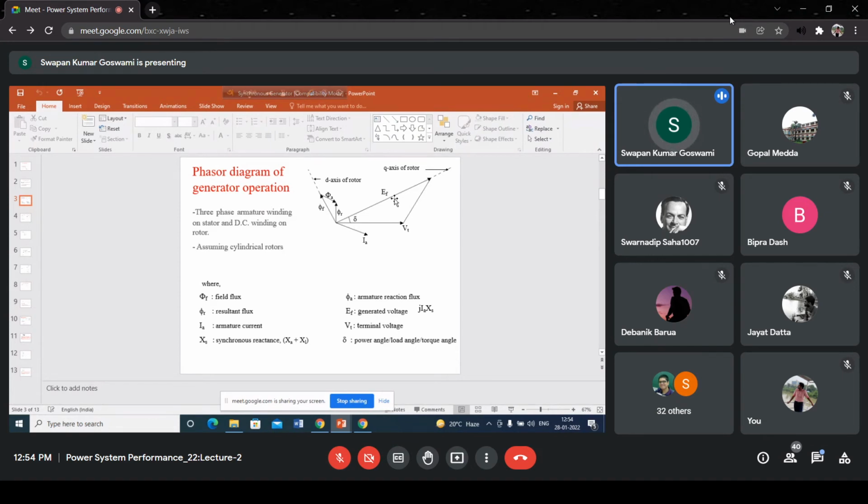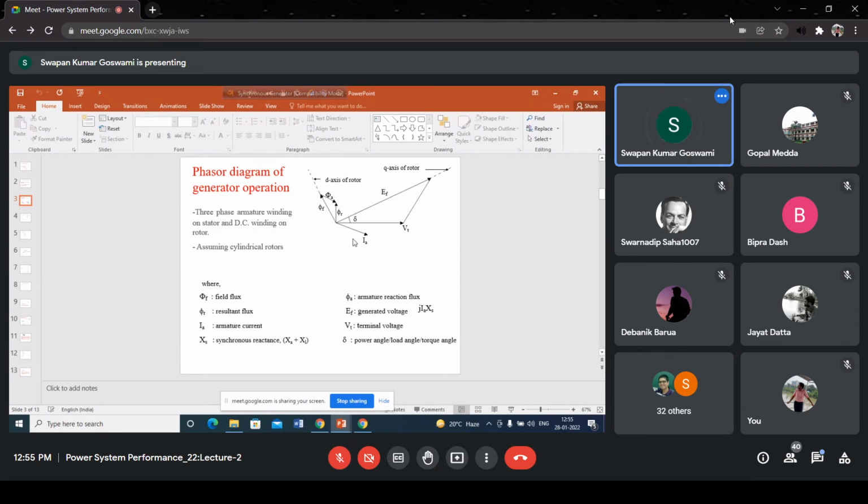If there is no doubt, then concentrate on this part of the phasor diagram. This electrical portion. You see that phi F, phi A, and phi R, these three are related to the magnetic circuit. These are the flux. And EF, Vt, and IA, these are the electrical quantities along with the jIA axis. So these will be required for drawing the equivalent circuit of the machine.